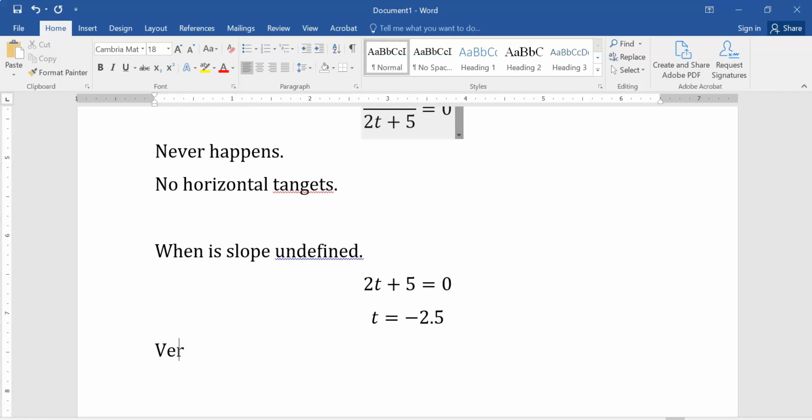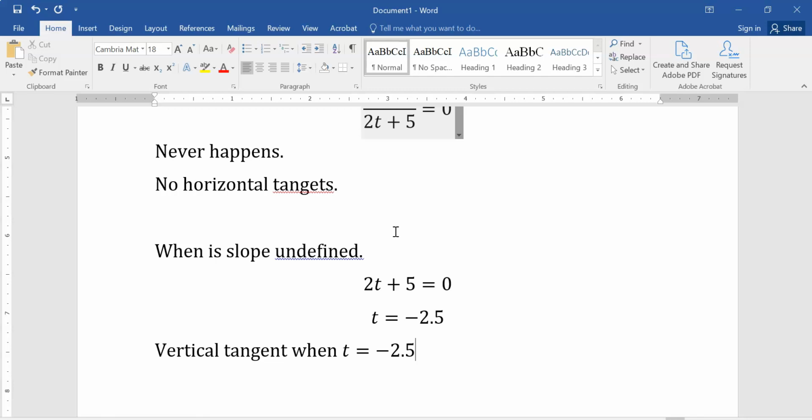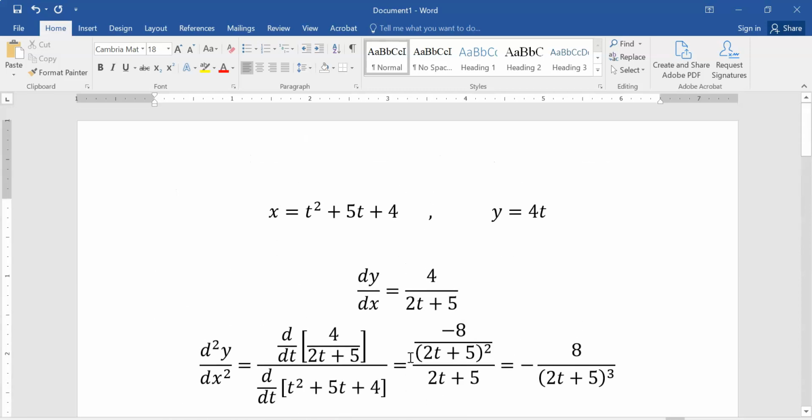So we have a vertical tangent when, whoops, t is equal to negative 2.5. And what that means is that there's a certain point on our graph, specifically the one where you plug in negative 2.5 for t, where we're going to get a vertical tangent.